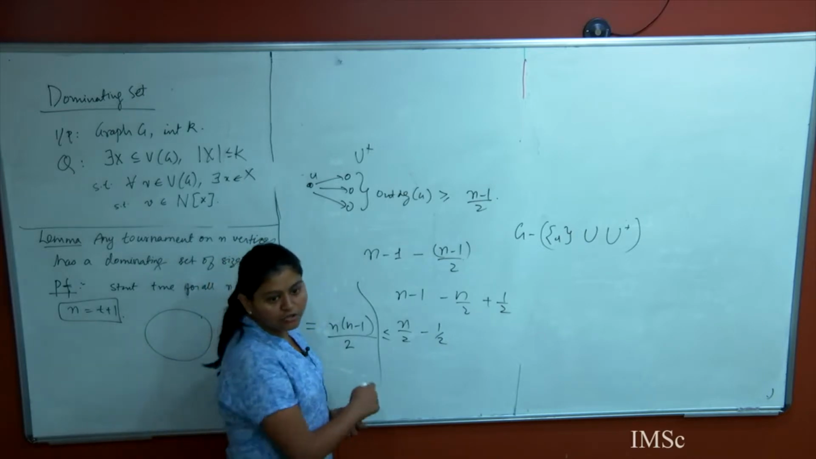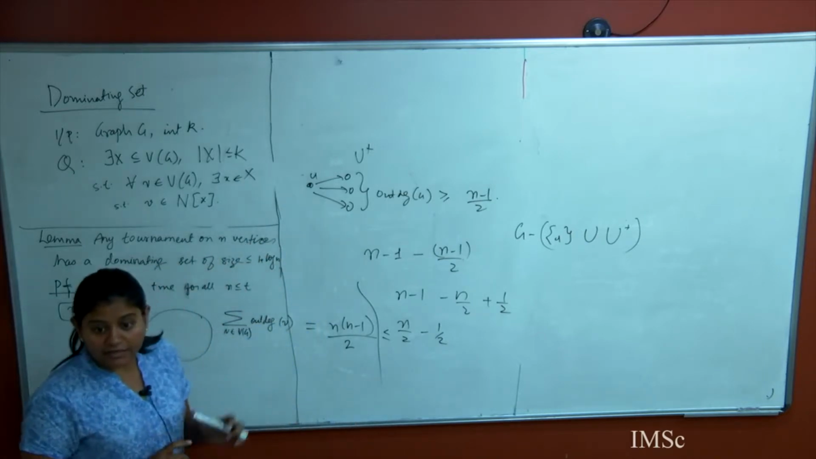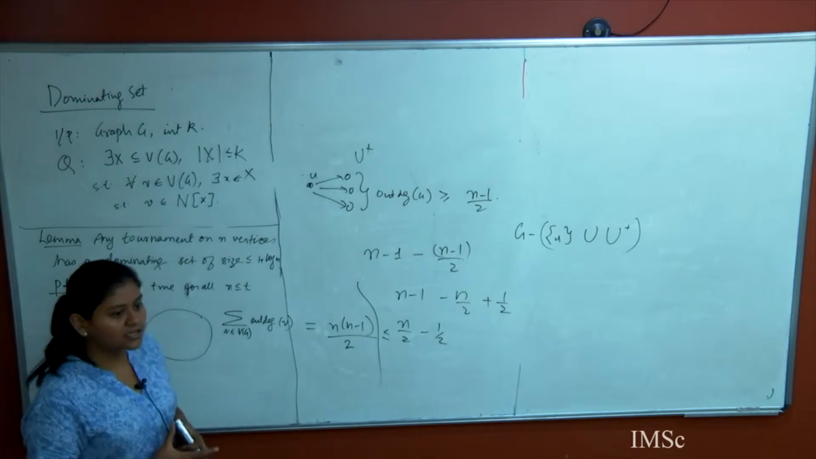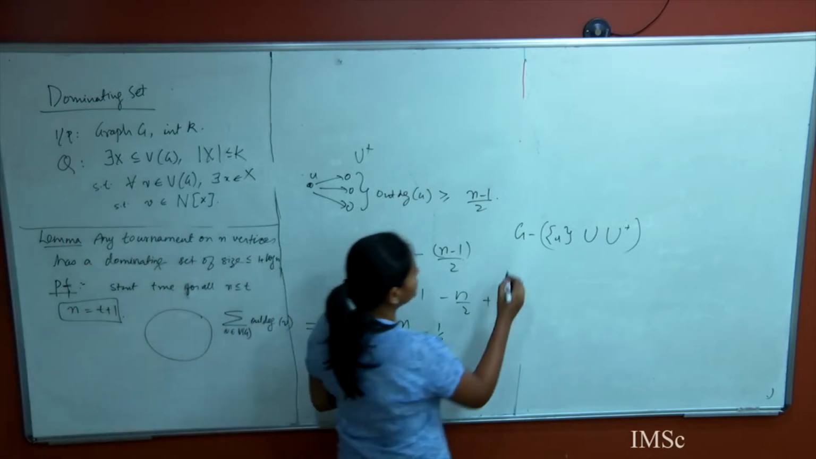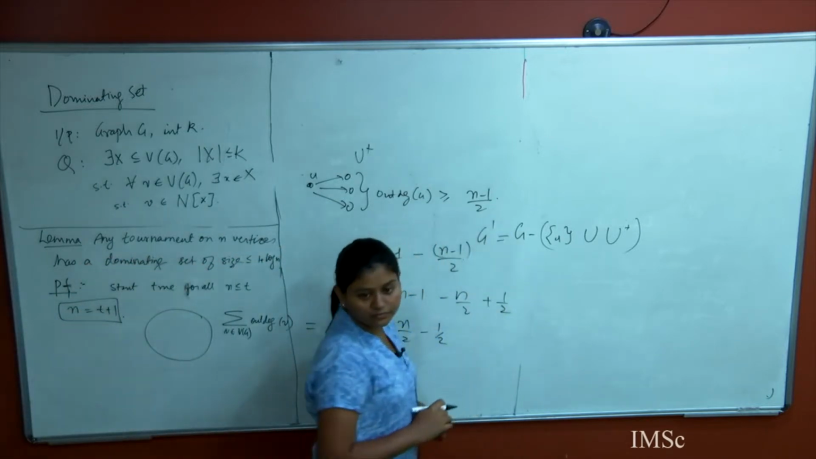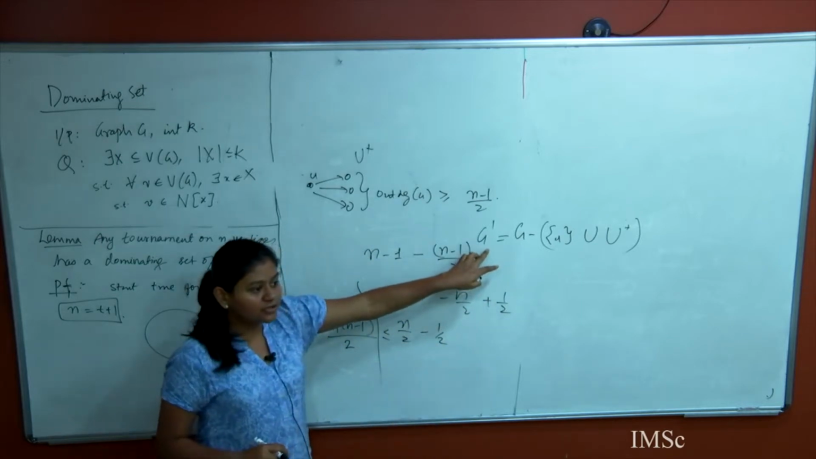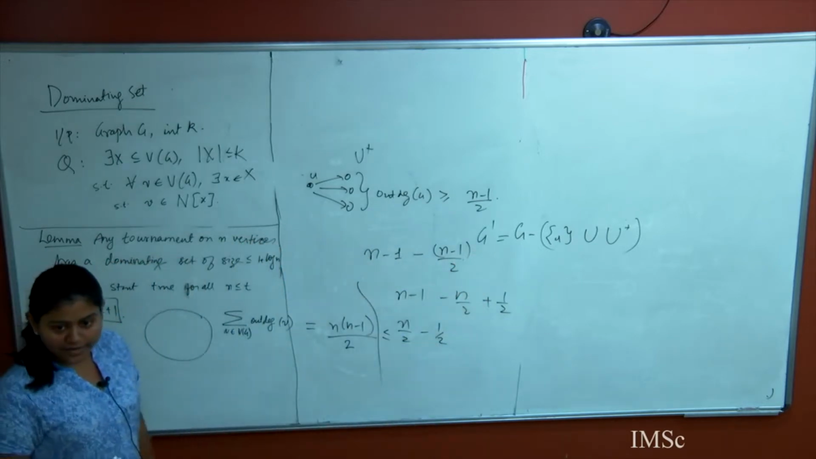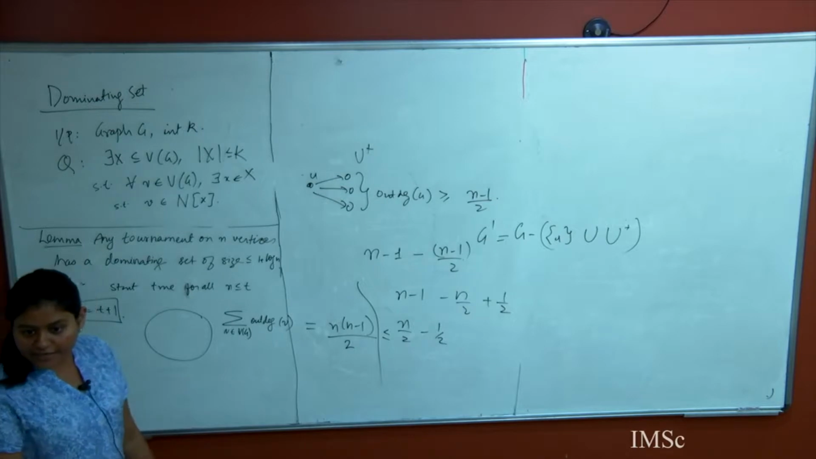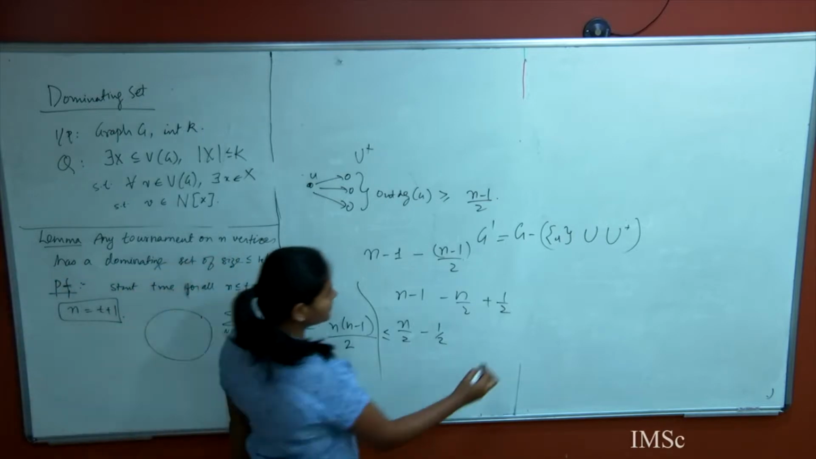What do we know here? Look at this graph G prime. By the induction hypothesis, you know that G prime has a dominating set whose size is how much?